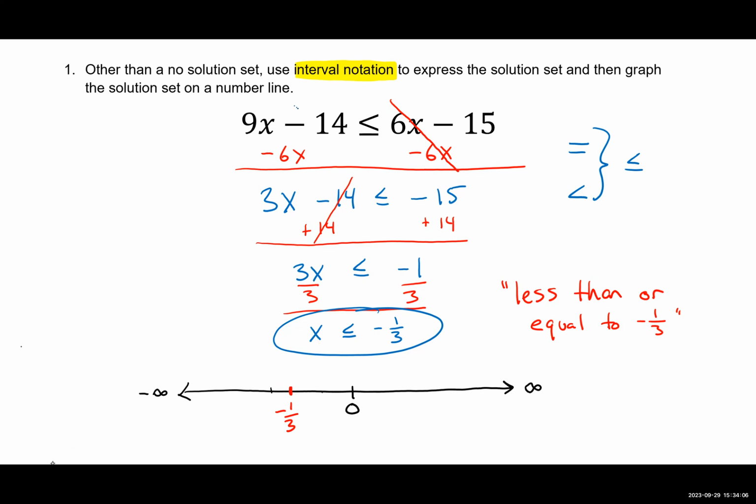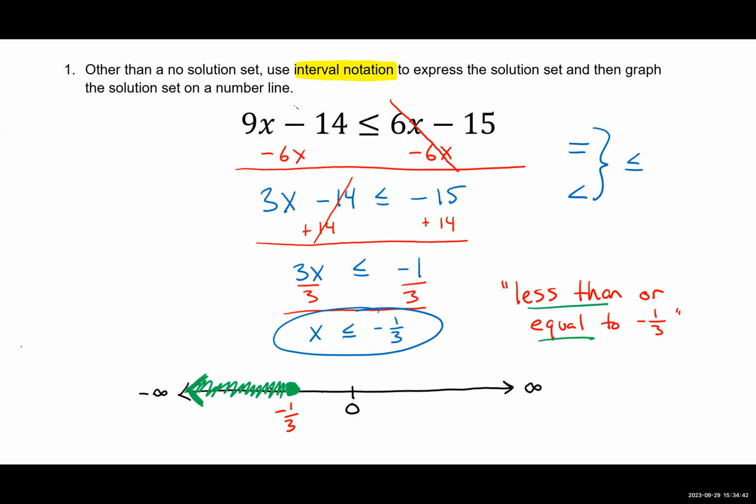That means x, I'll use green for the solution, x could be any number down here. And we keep going. Any number down to negative infinity, or in the direction of negative infinity. Negative infinity is not a number. That's the less than part, right? Also, x could be equal to negative 1/3. So we denote that with a shaded-in dot.